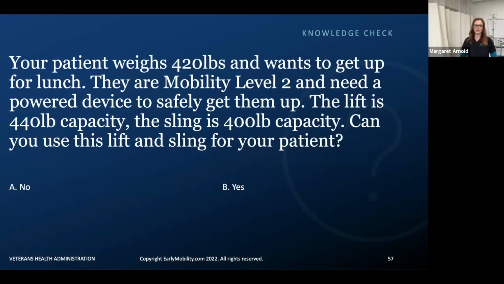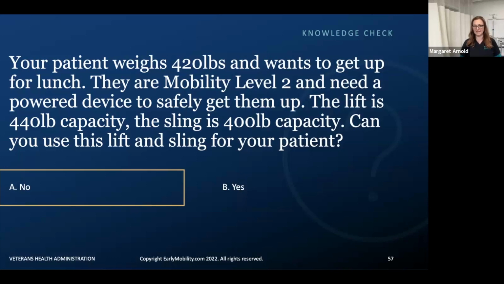Your patient weighs 420 pounds and wants to get up for lunch. They're mobility level 2, which means they need a powered device to help them get up. The lift is 440 pound capacity. The sling is 400 pound capacity. Can you use this lift and sling combination to achieve your patient mobility goal? A, no. B, yes. Hopefully you said no. Your patient weighs 420 pounds, which exceeds the 400 pound capacity of your sling.